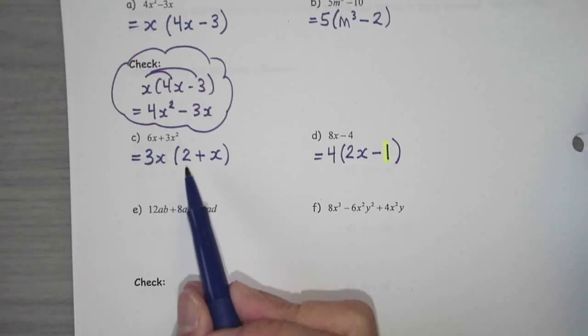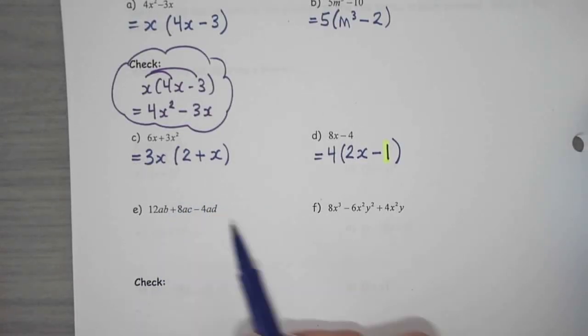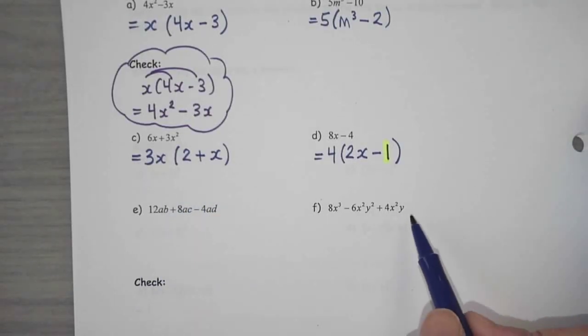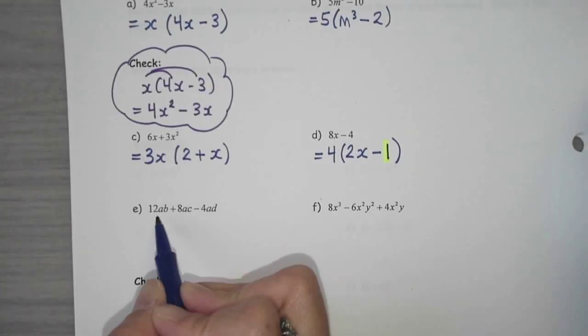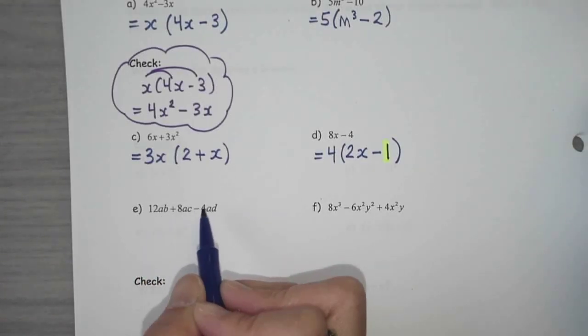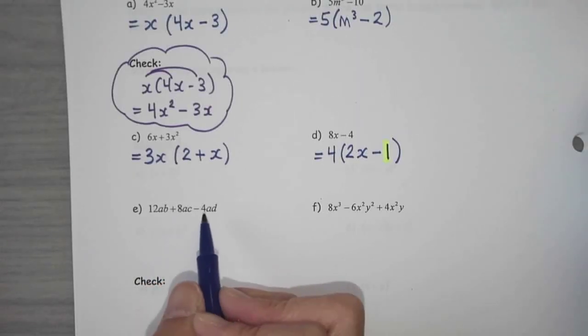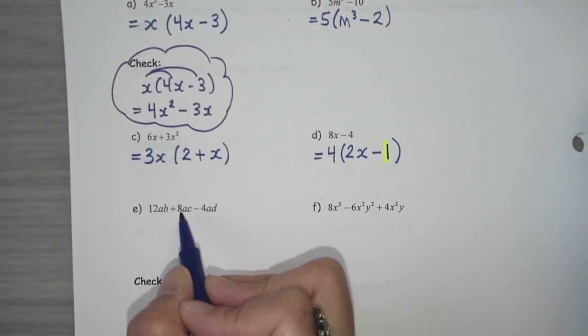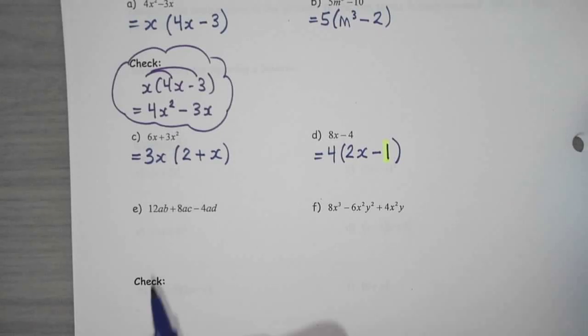Does it only work with 2 terms? No. Here I've got 3 terms. I can do more. I can do 5 terms. I can do 10 terms. Just gets a little longer. So you're looking here again. Between these 3 terms, what's the common number? I have 12, 8, and 4.